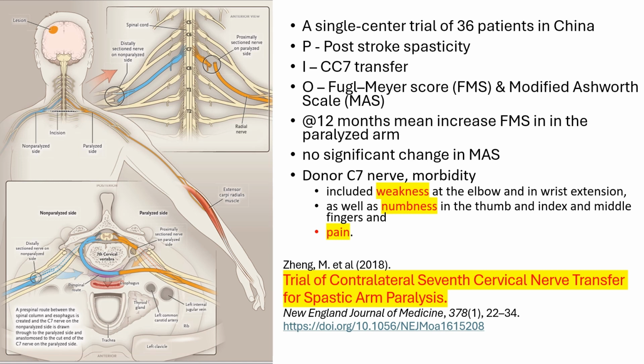In this landmark paper by Xu et al. from Shanghai, a randomized controlled trial showed the superiority in functional outcomes from contralateral C7 transfer as the intervention in post-stroke spasticity, with outcome measures both in the Fugl-Meyer score and the modified Ashworth scales showing improvement. Donor morbidity was minimal and was recorded and was compatible with function. This set the stage for the extensive use of contralateral C7 over the last 10 years in the reanimation of the upper limb in post-stroke spasticity.